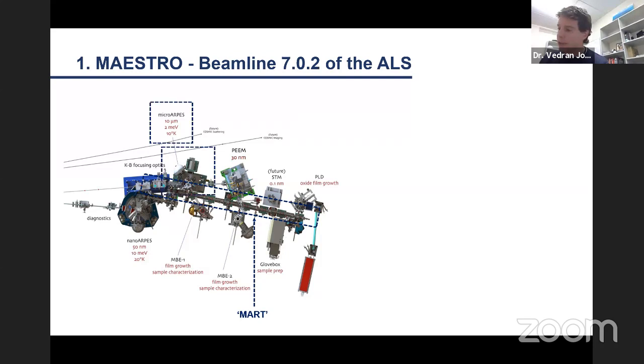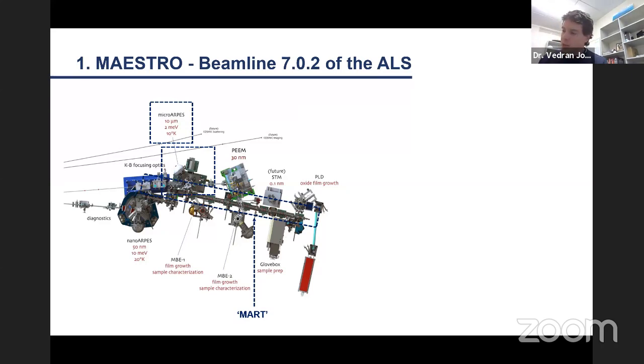So this UHV highway essentially allows you to move the materials all around the chambers, all by not exposing the perfectly crystalline surfaces to any atmosphere. And because these are highly surface sensitive techniques that I'll be showing you, this is highly important. And we performed our measurements in the micro RPES chamber, which has a square put around it.